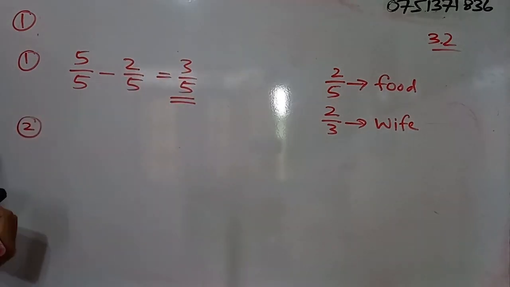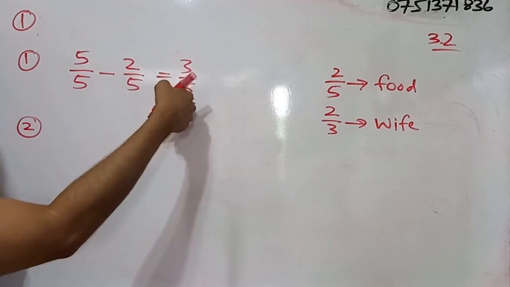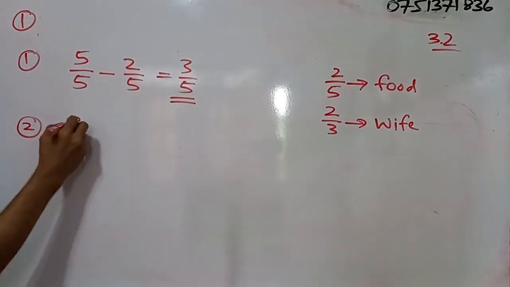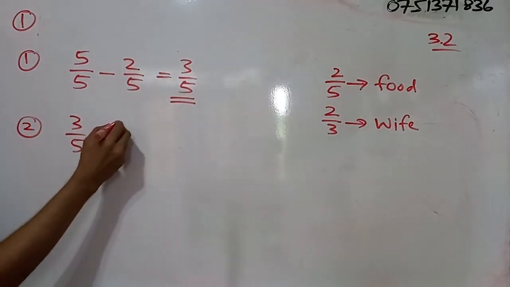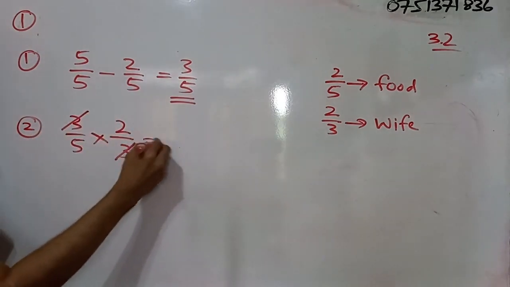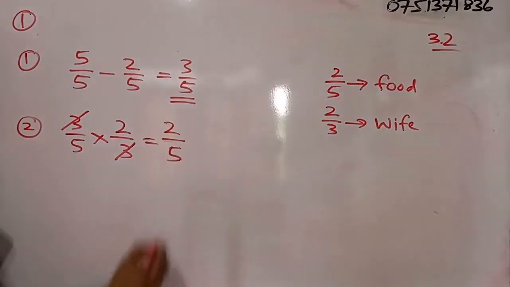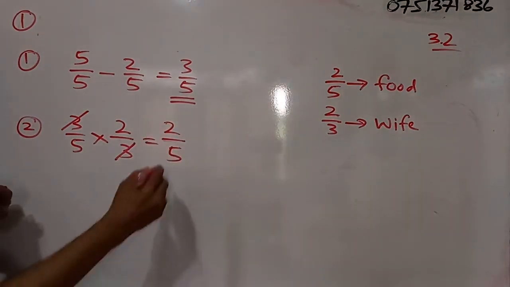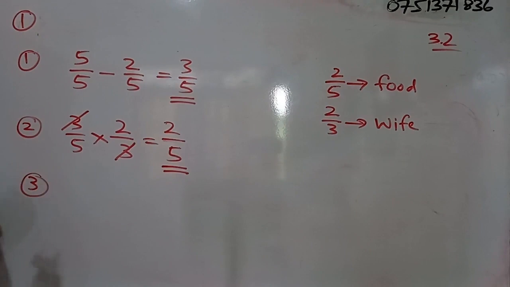Part 2. What fraction of his salary does he send his wife from the remaining amount? That is 3/5. From that, he sends how much? As a fraction, 2/3, right? So, he sends 2/5, right? 2/5. Okay, so the third part.